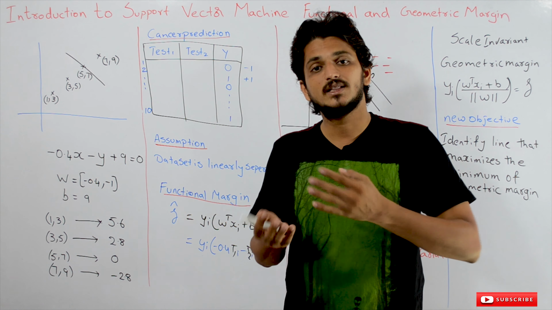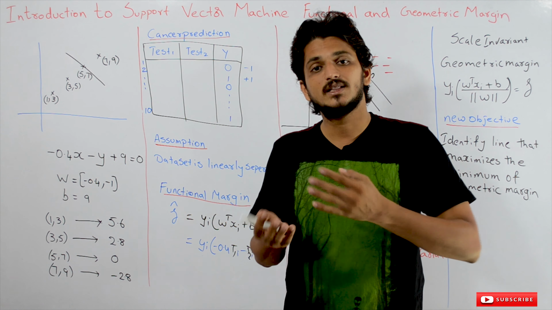That's the problem we get in functional margin. It is scale variant. We can scale the equation and maximize the functional margin, and we should not do that. For the same line, if I calculate the functional margin for this point with one equation, I get 5, and with the other I get 10. Is it acceptable?